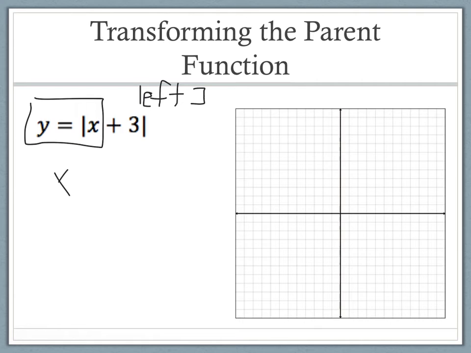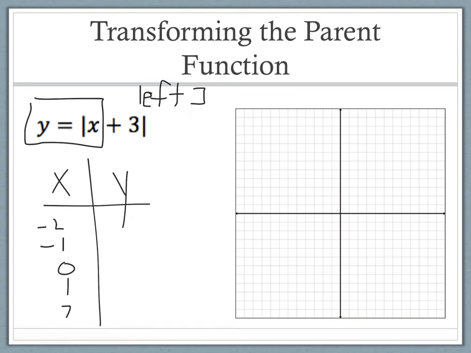Okay, so now I'm going to draw my table. Our table is always going to be the same: -2, -1, 0, 1, 2. Absolute value of those numbers are 2, 1, 0, 1, 2. I don't have to multiply anything because the only number out there is a 1. So that's the table that I'm going to use. So I'm going to go ahead and plot these points. Okay, there's my V.